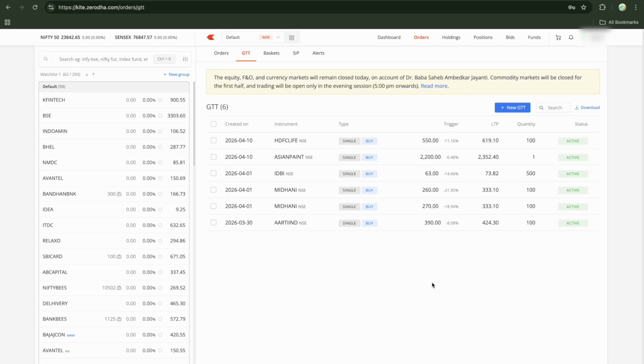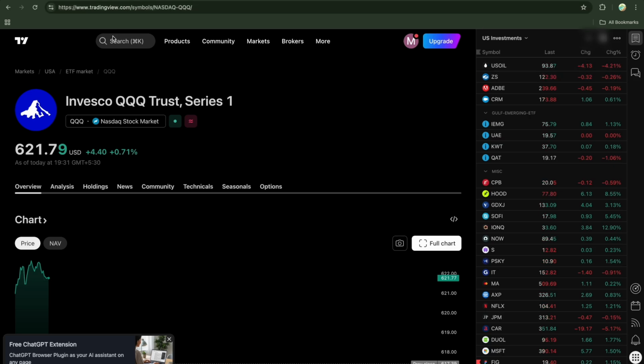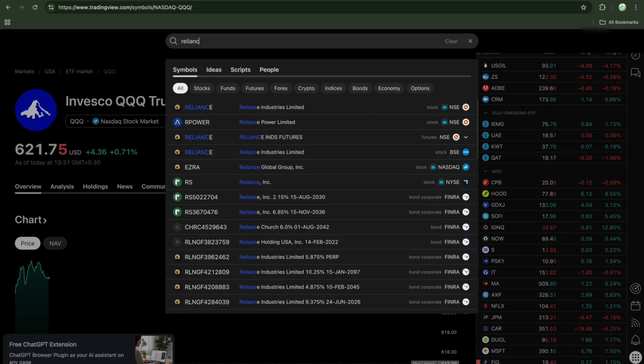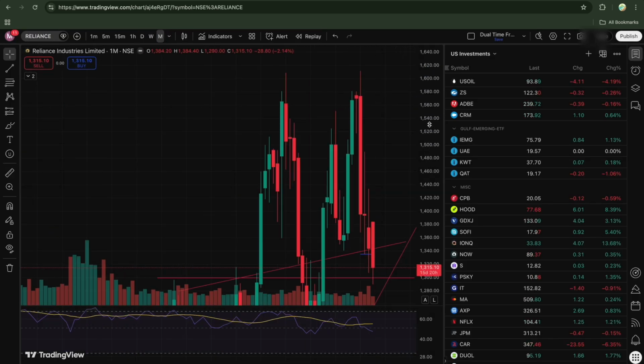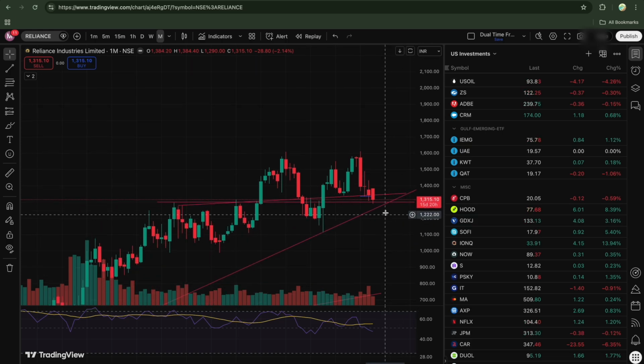Now I'm going to show you on the charts how we can do the GTT orders. Let us say we have the stock Reliance. Now, if you are aware of technical analysis, you can see that we have a support area around this line, which is around 1300. Now you can place your order below 1250. You can say 1250. If that price comes, then I will take a stop loss and exit this stock.